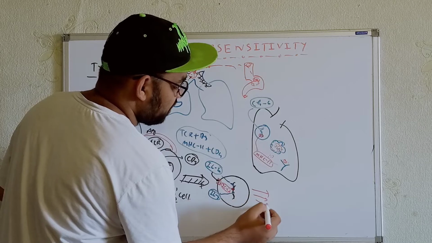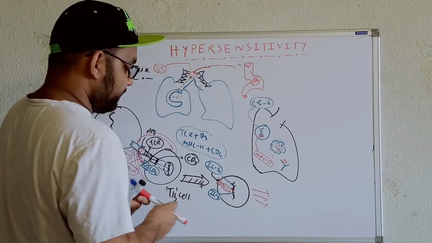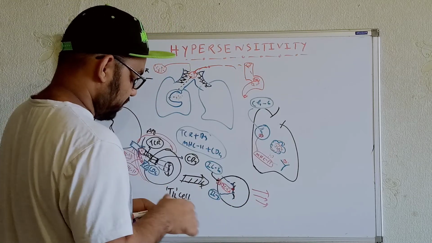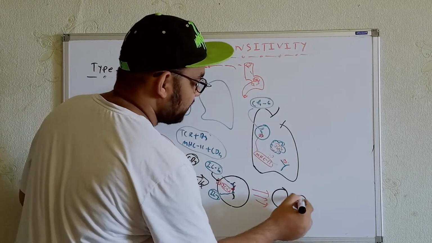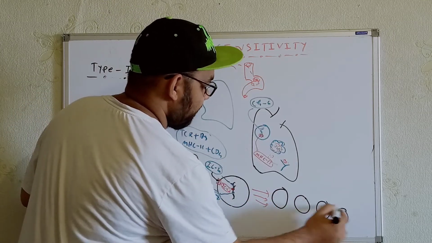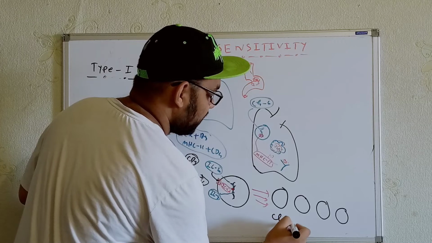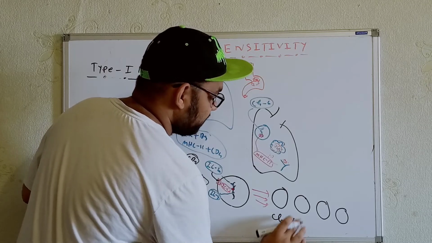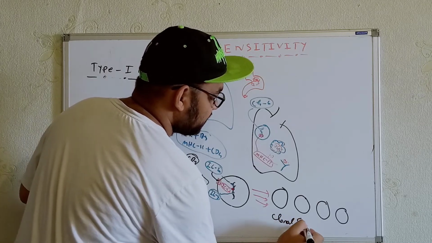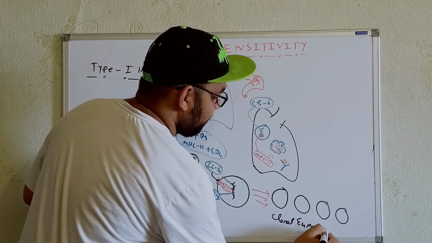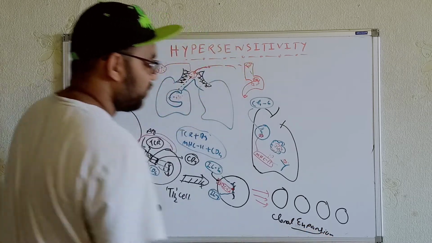That means we will see there will be too much amount of the T cells, just like this. So we can say over here the clonal expansion. It's a better word we can use over here, clonal expansion. So we will get over here the clonal expansion.